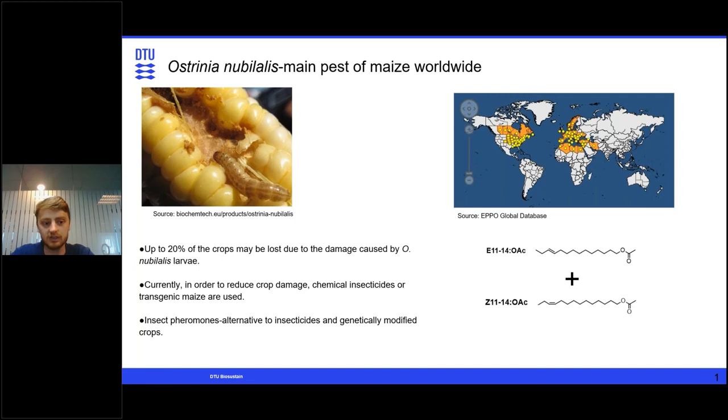And currently, to solve this problem, chemical insecticides or genetically modified crops are used. However, there are other alternatives. For example, one could use insect sex pheromones to solve this problem. And specifically, Ostrinia nubilalis uses an insect sex pheromone blend, which is composed of E11 and Z11 tetradecenyl acetates.